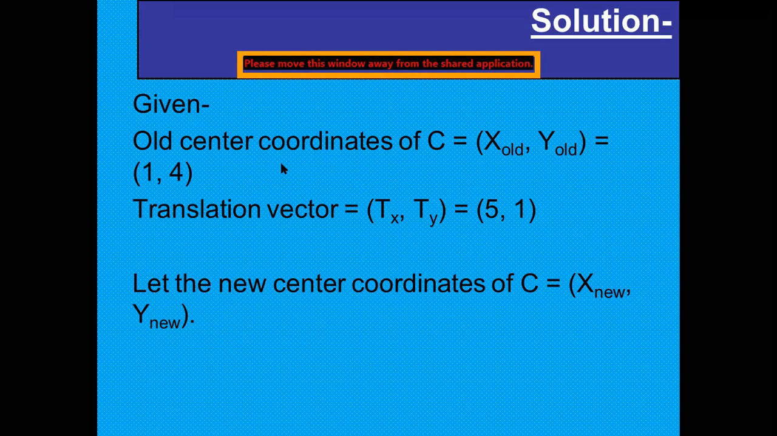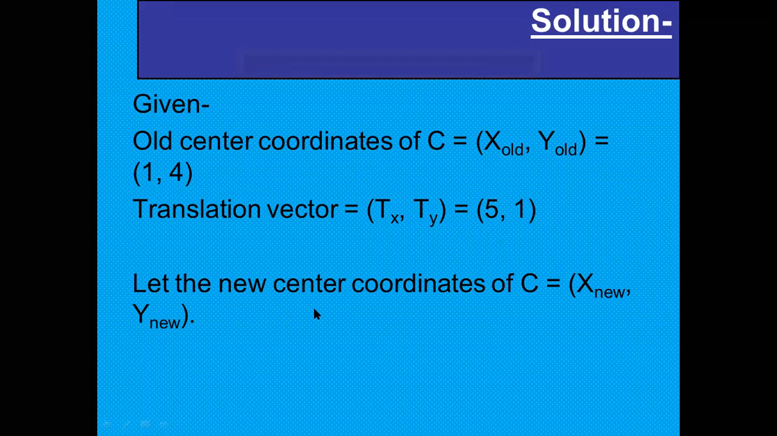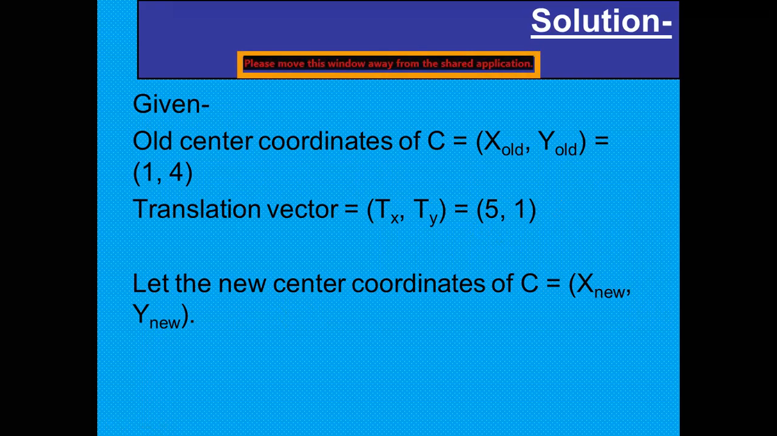Tx is the movement or translation towards x-axis, Ty is the movement or translation towards y-axis, and the values are already mentioned. Now we want to calculate the new center coordinates of the circle C, x new and y new. Because we are going to apply the translation transformation, we are already aware of the equations which we will use for the translation transformation.